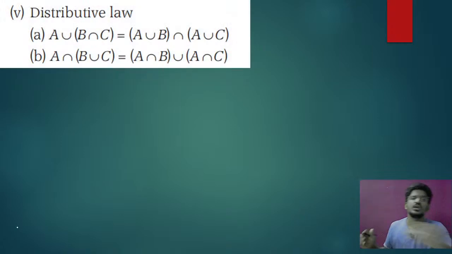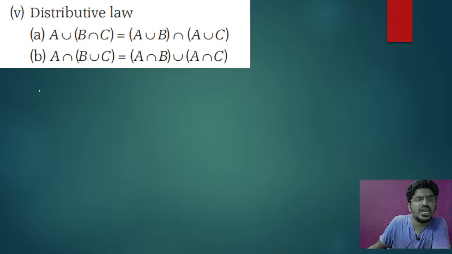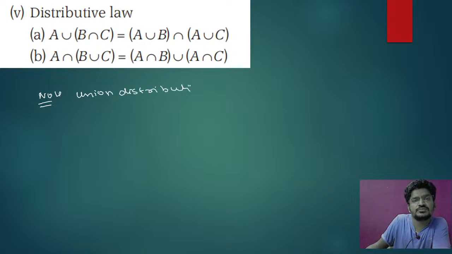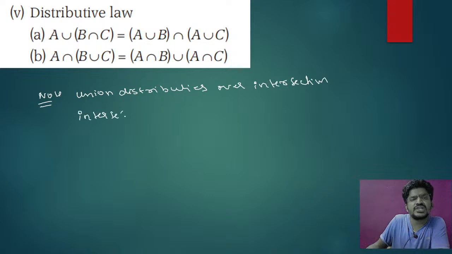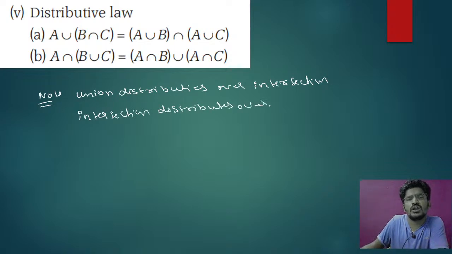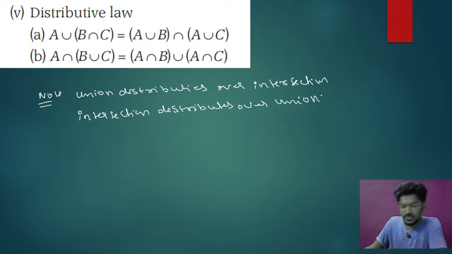Okay. Next, this is called distributive law. So see here, you remember one note, very important. Union distributes over intersection and intersection distributes over union. You please remember this. That is the meaning of your fifth law.